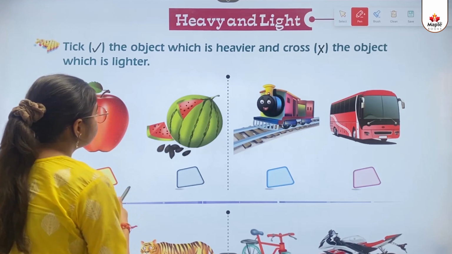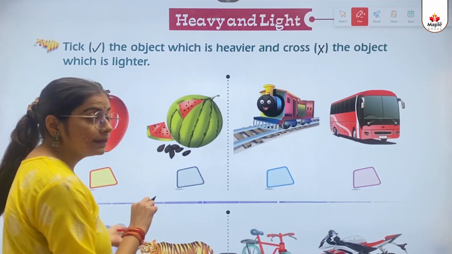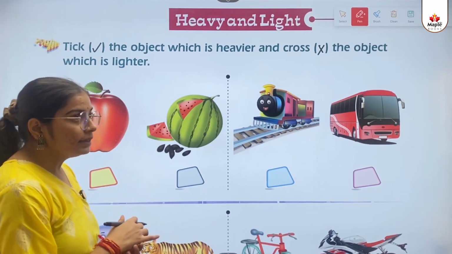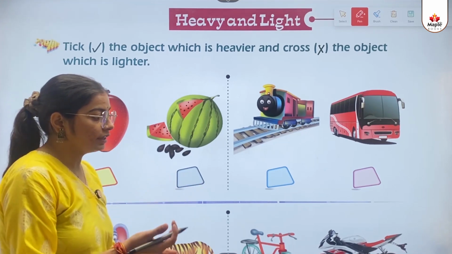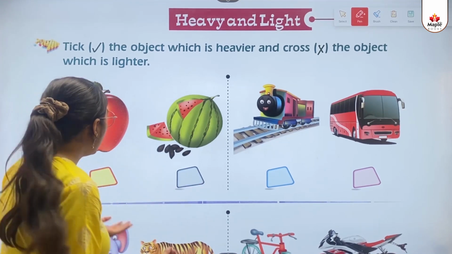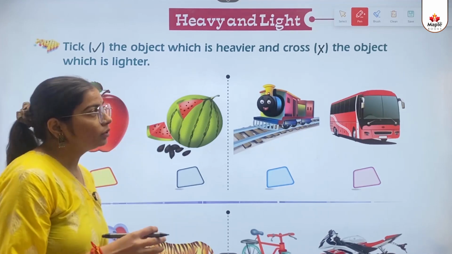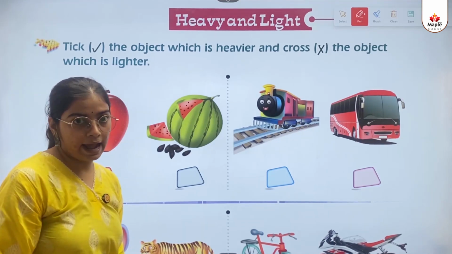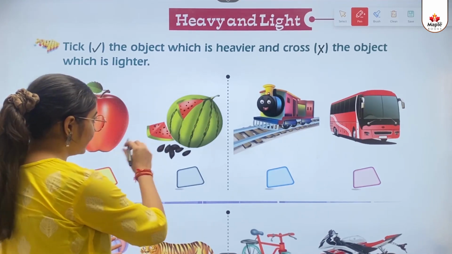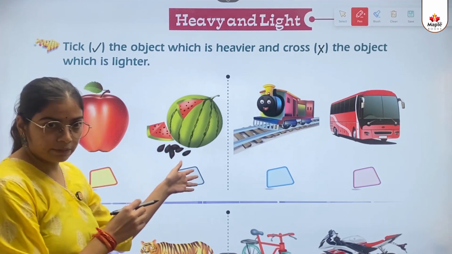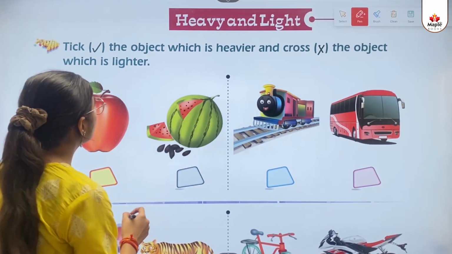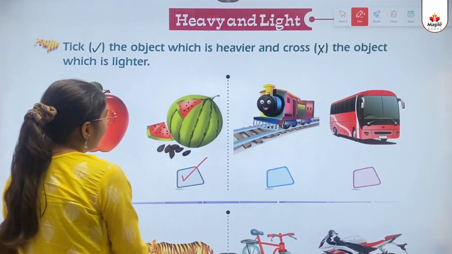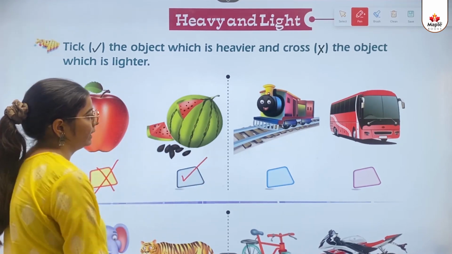Which one is the lighter one and which one is the heavier one? Watermelon is the heavier one. As you lift the watermelon, you will see it is heavy. And if you lift apples, you can take more apples in hand in comparison to the watermelon. So watermelon is heavier in weight. So we'll tick on this and cross on this.